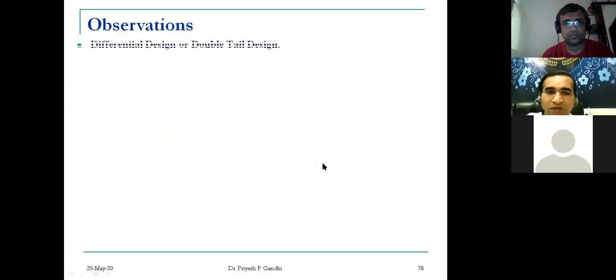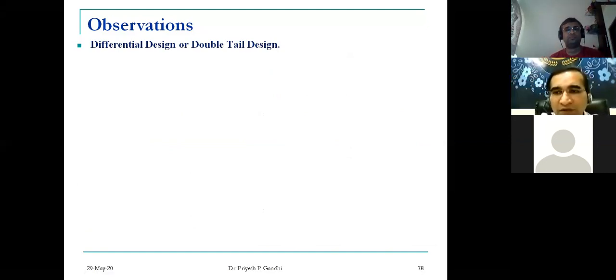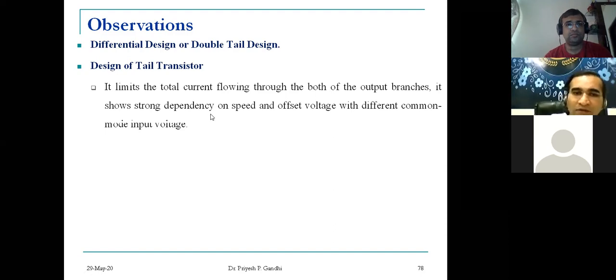Now what are the observations from this design? That is the most important, as and when we do any kind of analysis or research, we should find out some specific observations, the findings. So these are the findings. In a comparator there are two kinds of design, differential design or double tail design, previous to this work. The design of the tail transistor will determine how good your comparator is, because it limits the current flowing through the output branches. So how well you have designed the tail transistor ultimately gives you the speed.